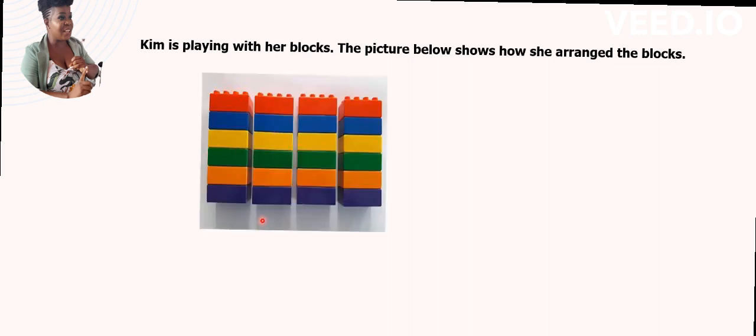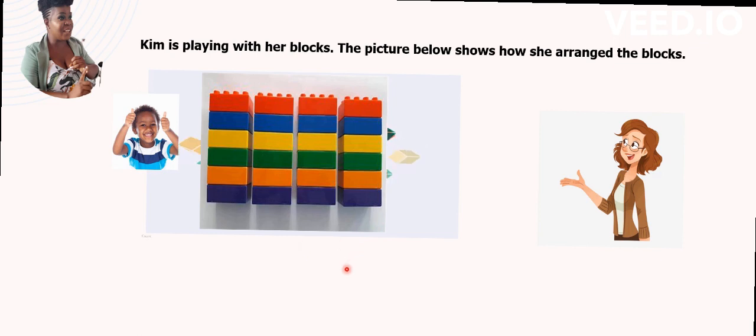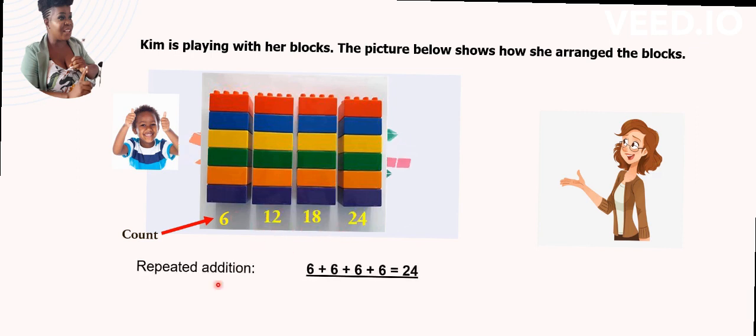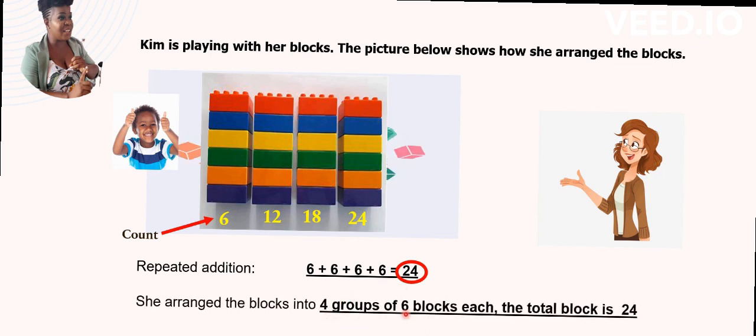Kim is playing with her blocks. The picture below shows how she arranged the blocks. She arranged the blocks in columns, and each column has 6 blocks. From what we just learned, this means that we can count in multiples of 6 in each column. Let's count. 6, 12, 18, 24. Repeated addition is 6 plus 6 plus 6 plus 6. She arranged the blocks into 4 groups of 6 blocks each. The total is 24 blocks.